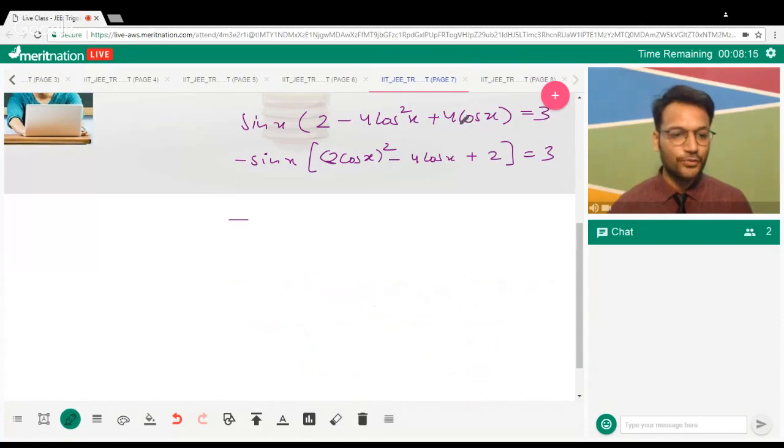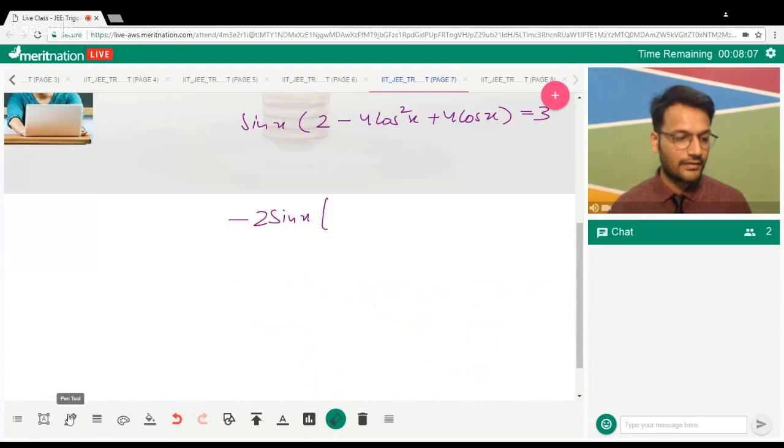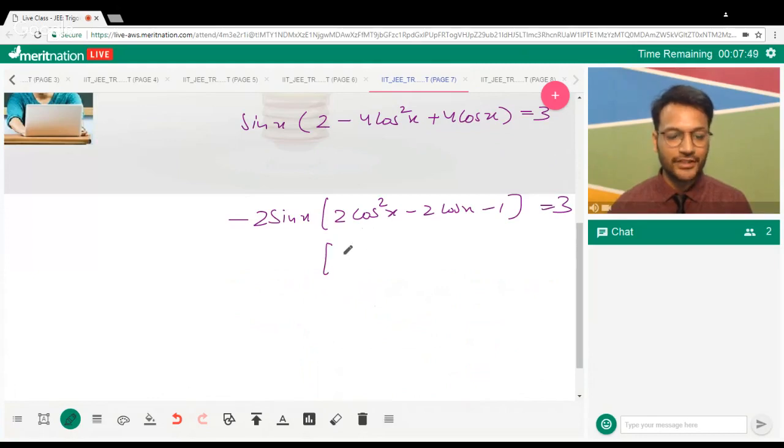So we can take 2 common from here. So it'll be 2 sin x from here. Two cos square x minus 2 cos x minus 1 is equal to 0. Okay, is equal to 3. I'm so sorry, is equal to 3. And now we will be completing the square.